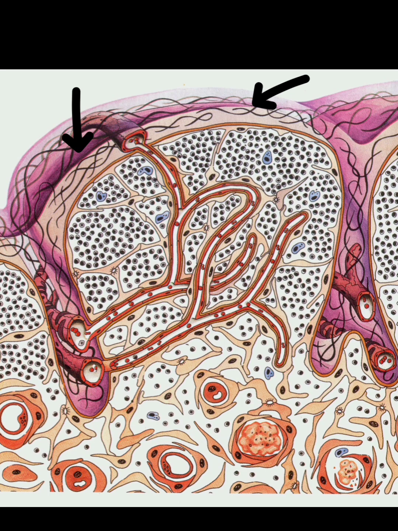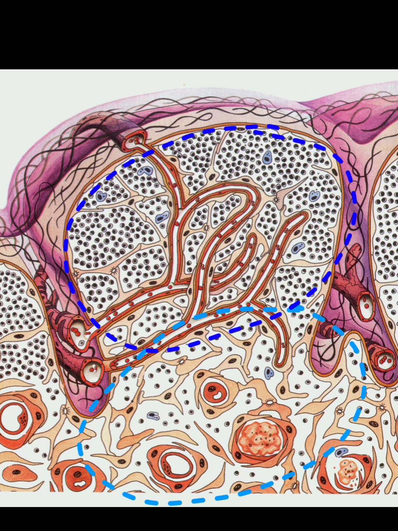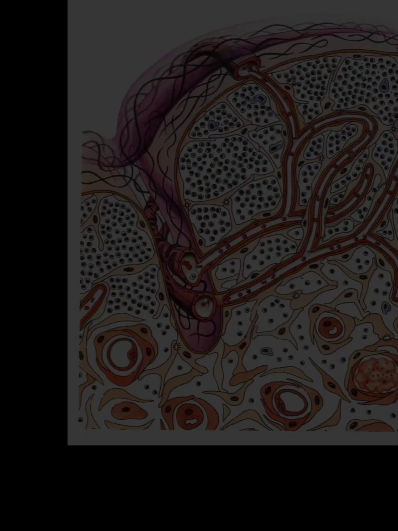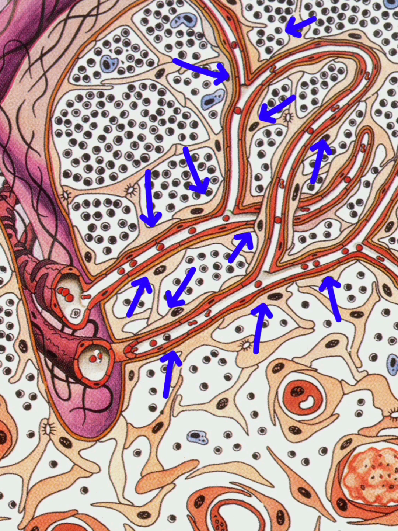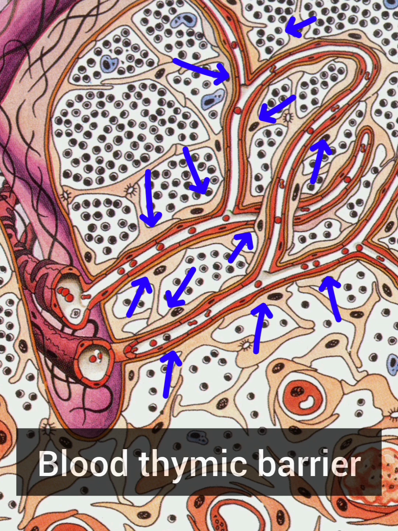Here we see capsule, trabeculae, and a network of epithelial cells, they are reticuloepithelial cells. Thymocytes are densely packed in the cortex of the lobule and they are sparsely arranged in the medulla. Let us zoom in. Thymic capillaries in the parenchyma are covered on their outer walls by reticuloepithelial cells. This is how they form the blood-thymic barrier.